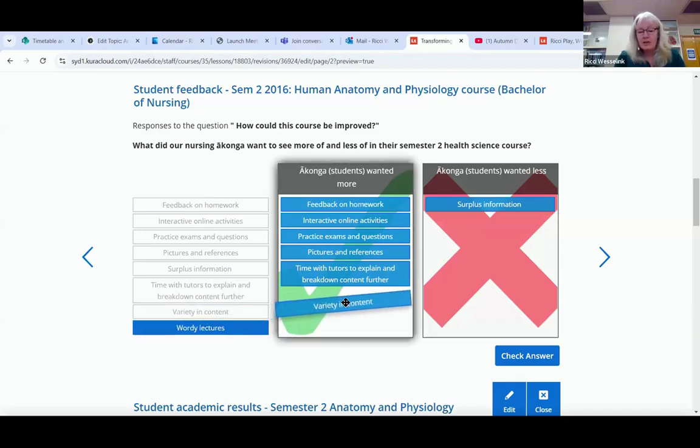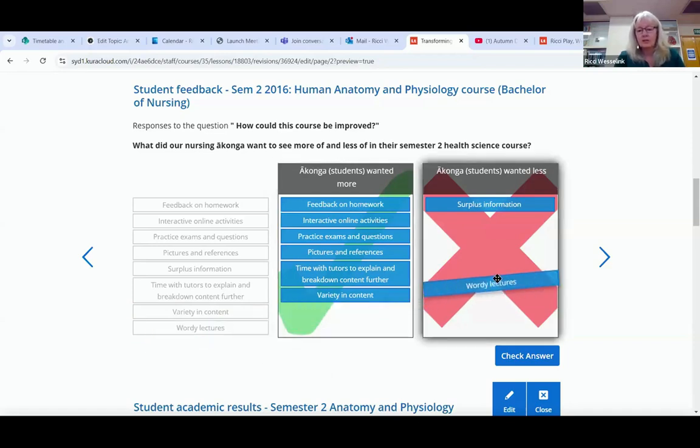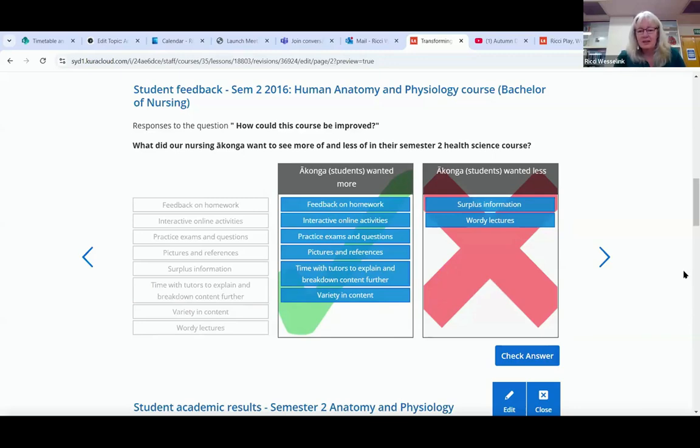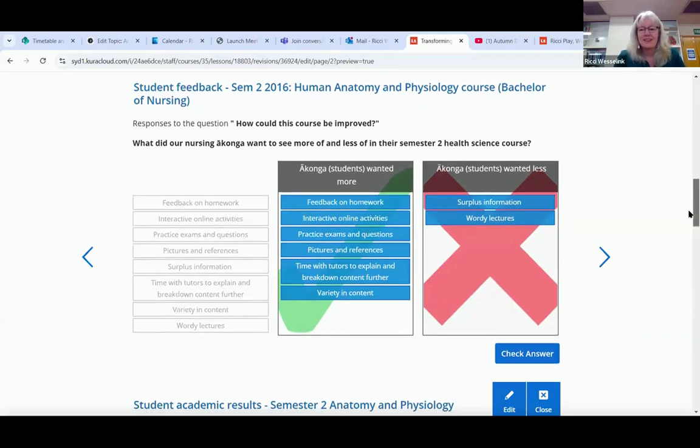They wanted more variety in content. Some of them were saying, we don't all learn the same way. Can you give us variety? And they wanted less wordy lectures. They wanted to know exactly what they needed to know and cut the fat, please, they were saying.